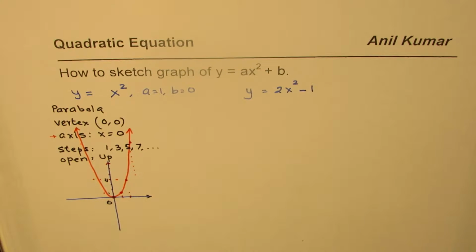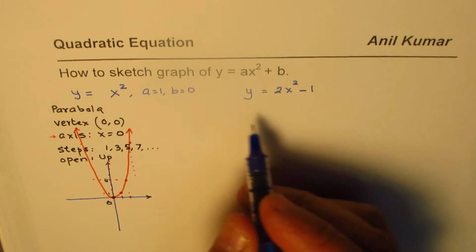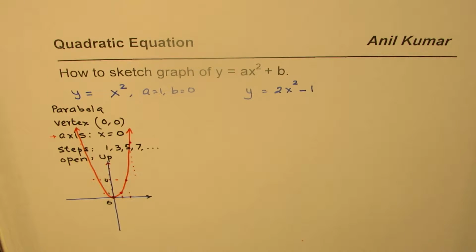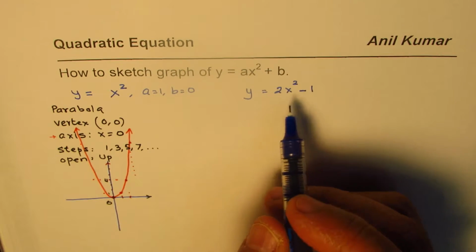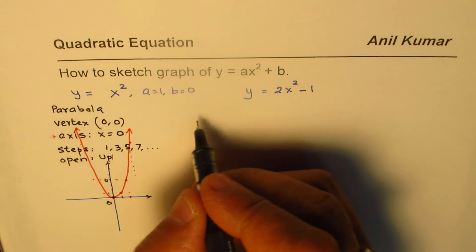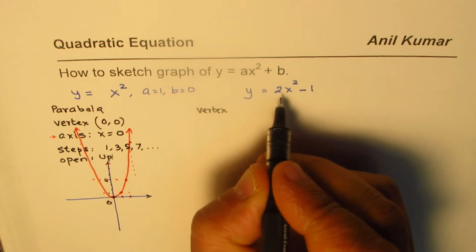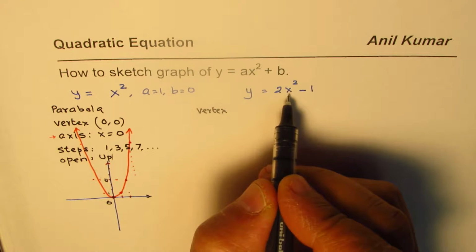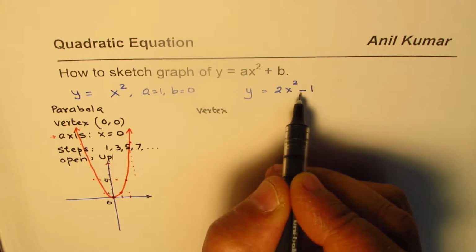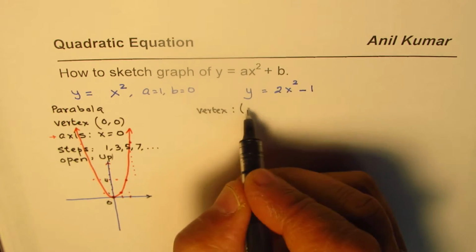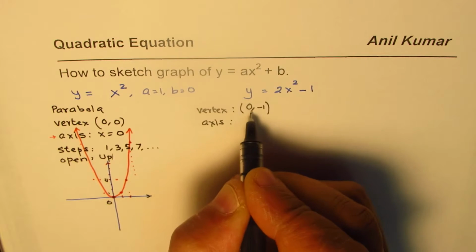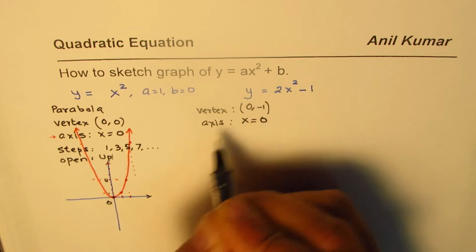Let me take another example and I hope it is more accurate that time. So we have this y equals 2x square minus 1. Now for this particular graph, can you tell me what is the vertex? Let's write it down, right? So we have vertex in this case as, now the a value, if I put x equals 0, so this part will be 0, right? And b value gives the y value, which is minus 1. So in this case, the vertex will be 0, minus 1. Axis is the x value of the vertex, which is x equals 0.